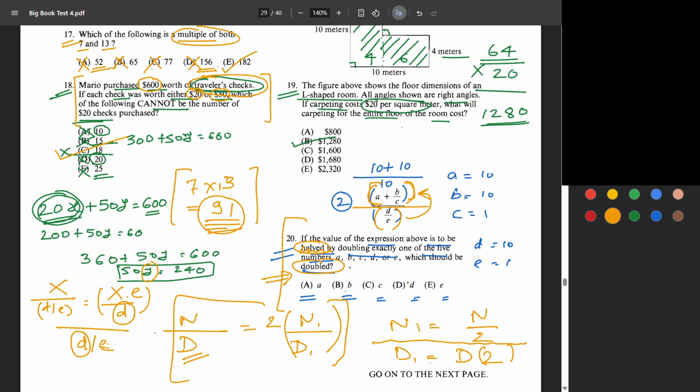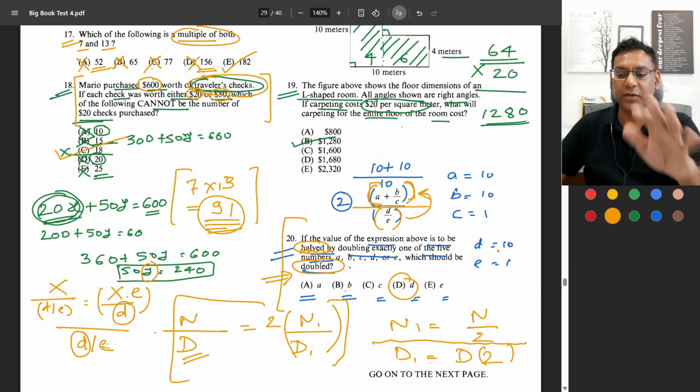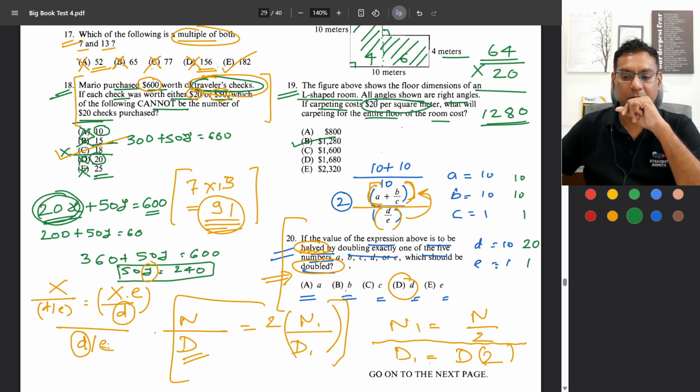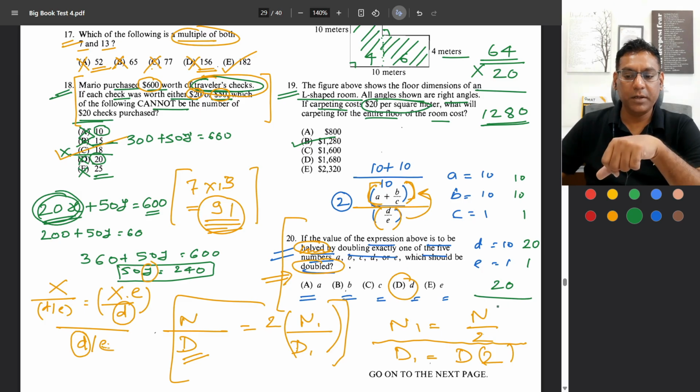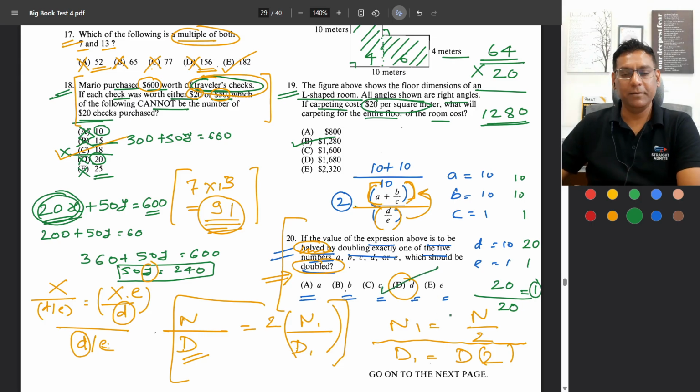So there also, let's verify that D is the answer, even if you didn't understand the logic. Let me say D is 20 now. E remains same, this remains same, this remains same, this remains same. So the numerator is going to be the same 20. But the denominator, instead of 10 by 1, is going to be 20 by 1. That means it's going to be 20. So now the new value is going to be 1, the old value was 2, the value got half, right? So the answer has to be answer choice B. Very interesting problem.